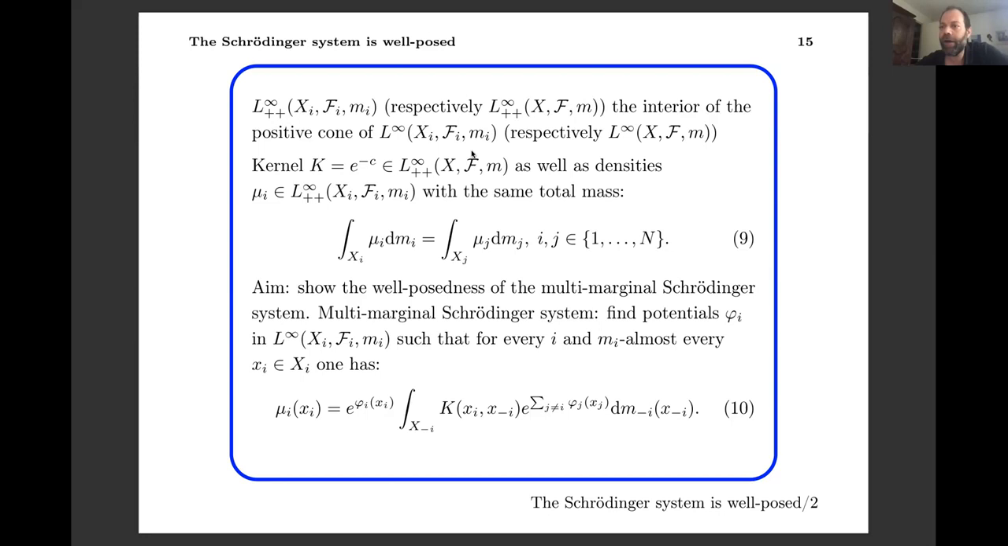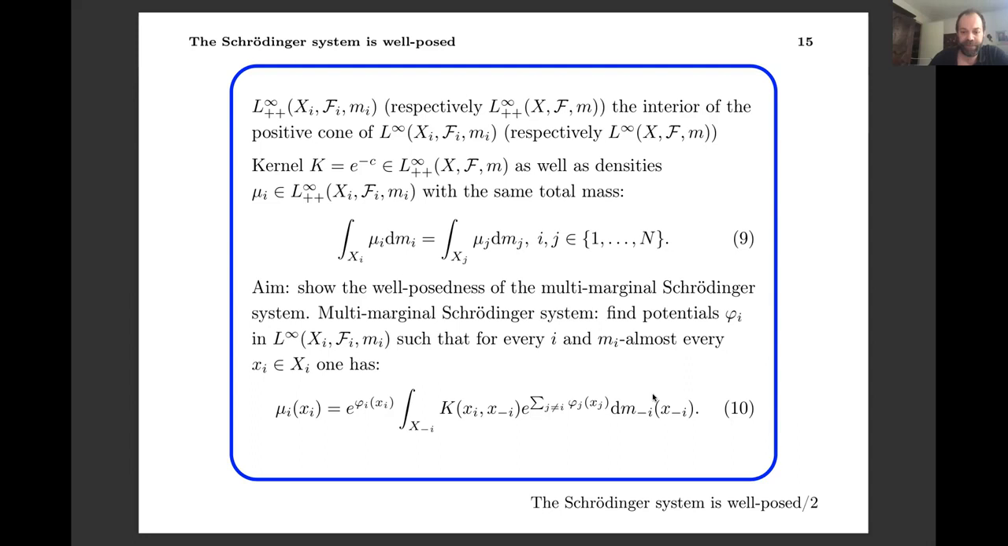I give myself also strictly positive densities mu_i, with an obvious compatibility condition that the integral of mu_i dm_i should not depend on i, otherwise I have no chance to find a plan which has the mu_i m_i as marginals. And I'm looking for potentials phi_i, which are also bounded, such that for every i and m_i-almost every x_i, I have this equation: mu_i of x_i is the exponential of phi_i of x_i times this integral. Okay, this is the same system as we had before. So this is the multi-marginal Schrödinger system, right?